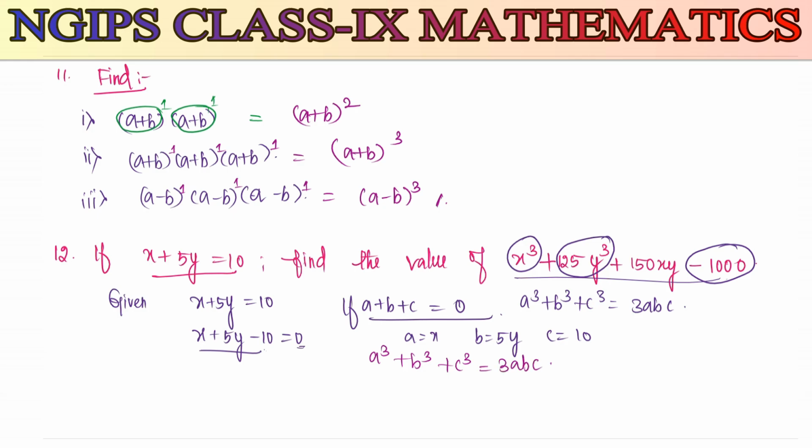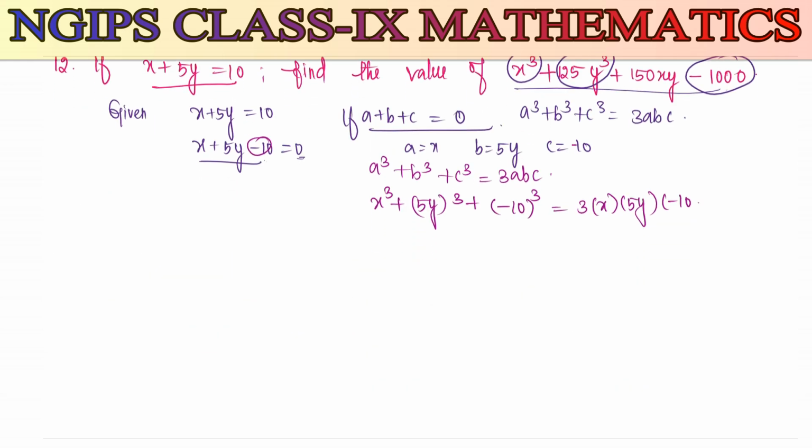So a cube is x cube plus b cube is 5y whole cube plus c cube, see we have here minus 10, so minus 10 whole cube is equal to 3 into a value x, b value 5y, c value minus 10. Now if you simplify this, we get x cube plus 5 cube value 125y cube plus 10 cube value, which is going to be 1000.